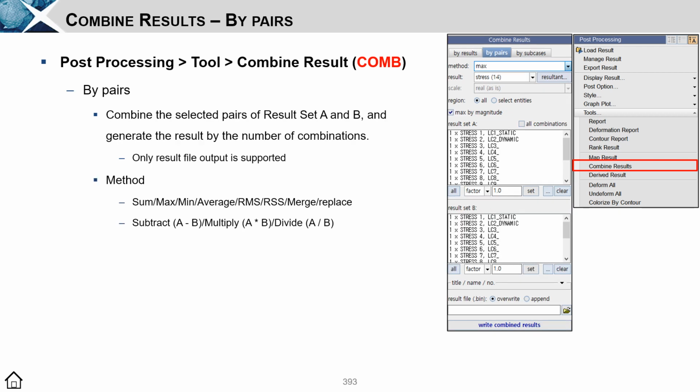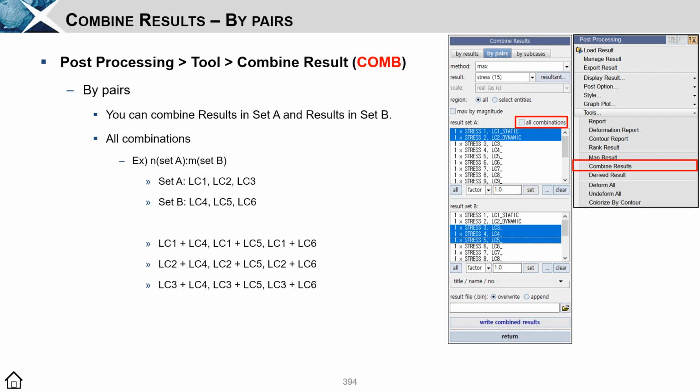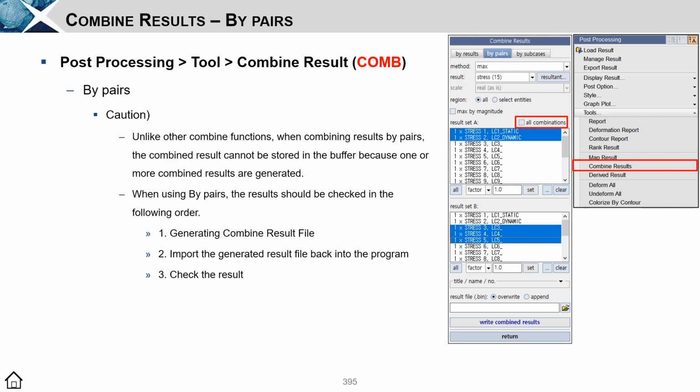The by pairs method is combined by the pair selected in list A and list B. If you check all combinations option, you can combine many to many. Unlike other combined functions, when combining results by pairs, the combined result can be stored in the buffer because one or more combined results are generated. When using by pairs, the results should be checked in the following order. 1. Generating combined result file. 2. Import the generated result file back into the program. 3. Check the result.